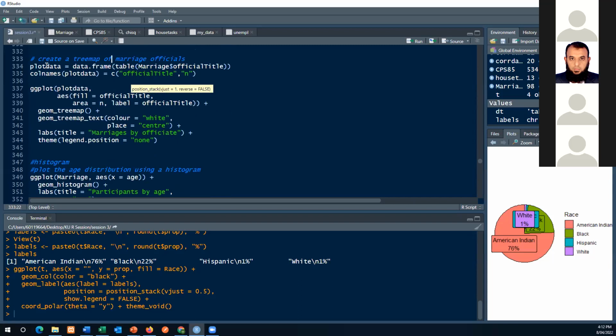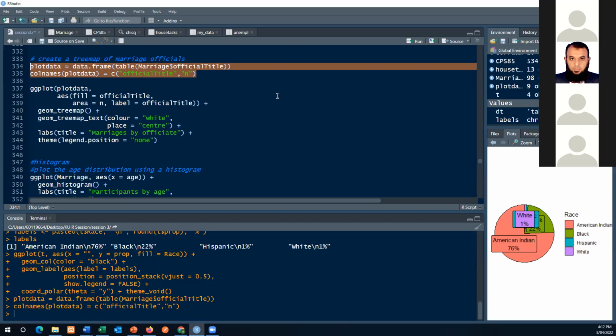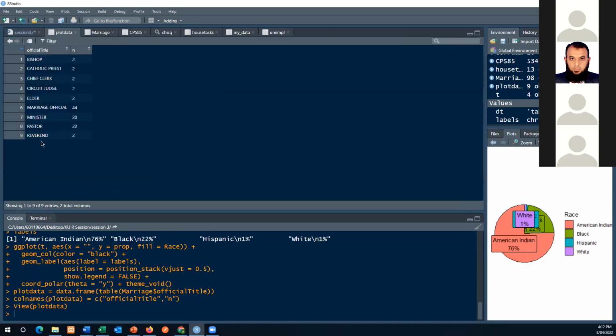So I'm getting the plot data as a table with official title. In this case we want the official title because there are a lot of official titles; instead of just the 4 like Hispanic, we want a lot more categories to demonstrate it. So let's see what our plot data looks like. The plot data has 9 titles, and these are the different counts of them. There is a pastor, there is a minister. These are the titles of the bride or groom in the marriage register.